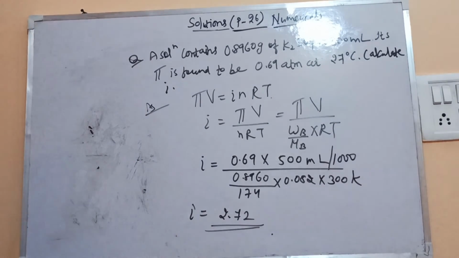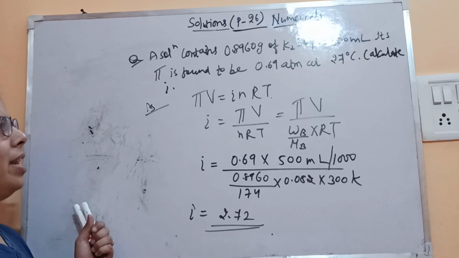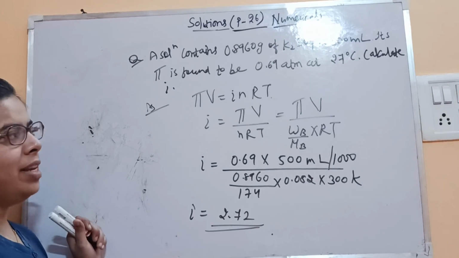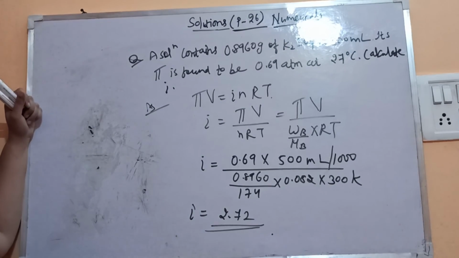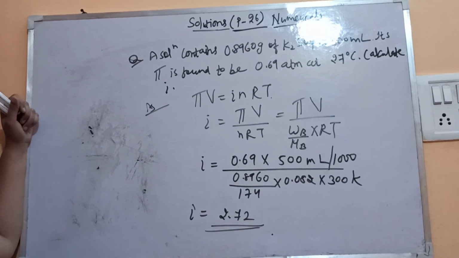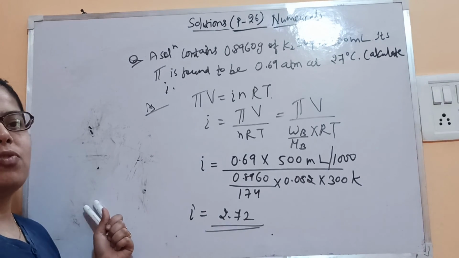So this is the way you have to solve the numericals. Substitute all the values and then calculate. Fine, so direct substitution of values has to be done. In this way you can now practice more and more numericals on the basis of the modified colligative properties, that is for the electrolytes.